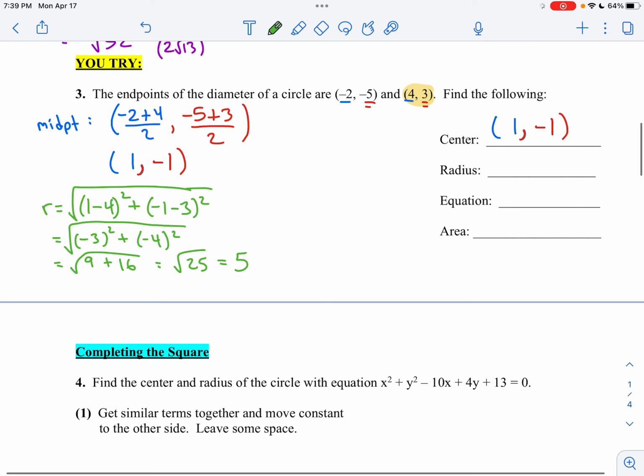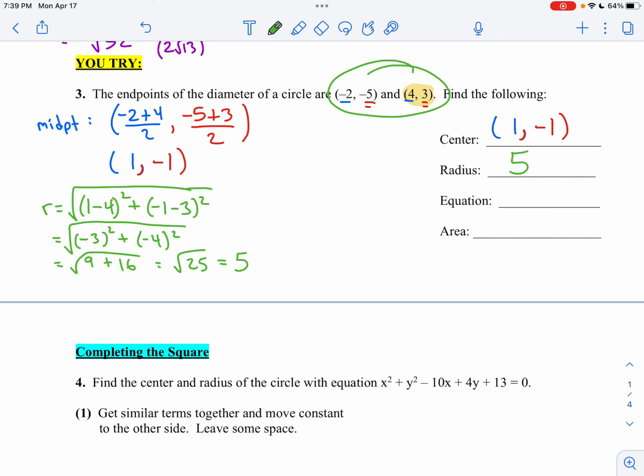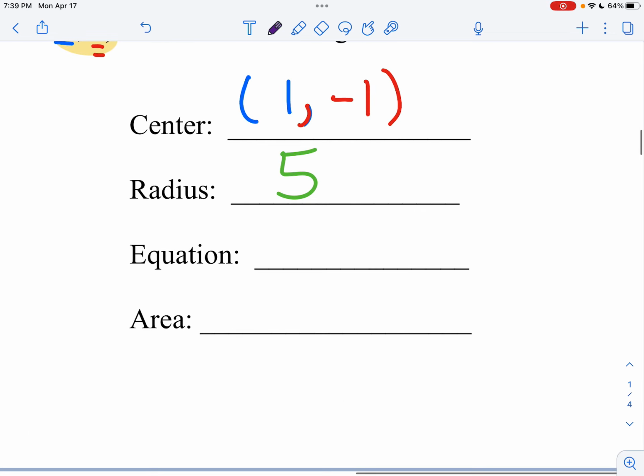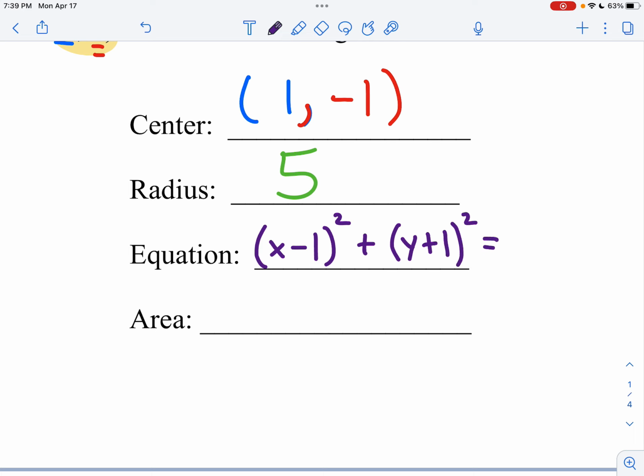So radius of 5. You could have also done distance formula with these 2 points to get the length of the diameter and then divided by 2. And now, after everything you've seen with the center and the radius, you know how to write the equation. I'm going to zoom in just so it's easier to see and write. So (x minus 1) squared plus (y plus 1) squared equals r squared, which is 25.